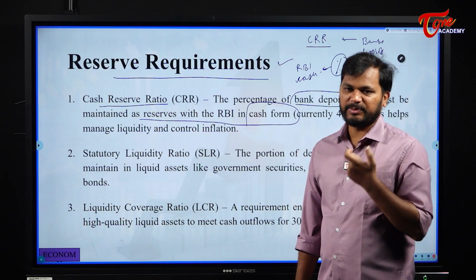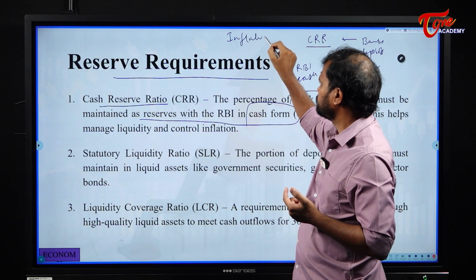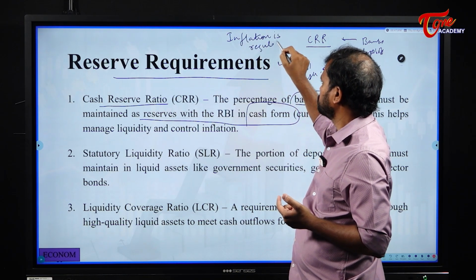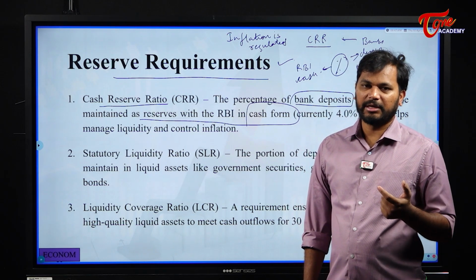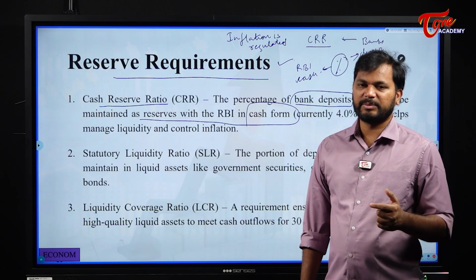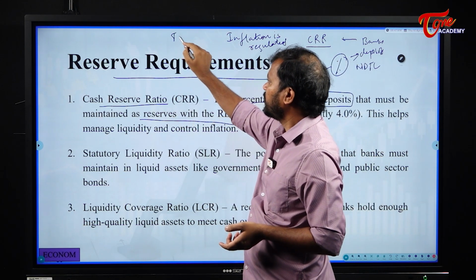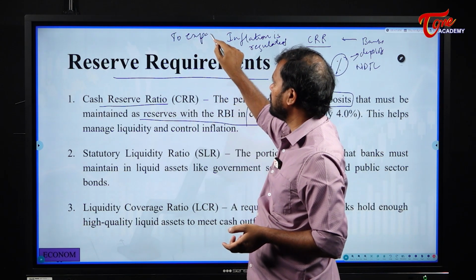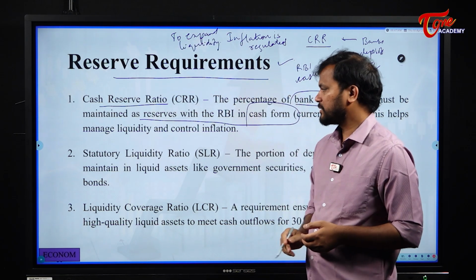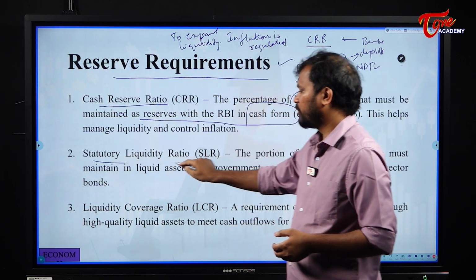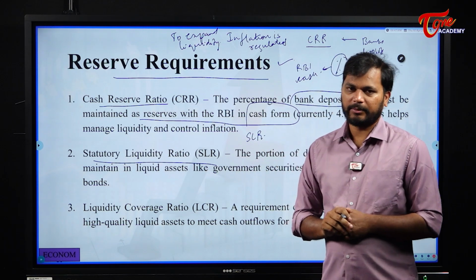If the CRR is increased, it means that the inflation is being regulated. If the CRR is decreased, it means that an expansionary monetary policy is being followed to expand the liquidity, to increase the liquidity. Clear? Next. Statutory liquidity ratio, which is nothing but the SLR.